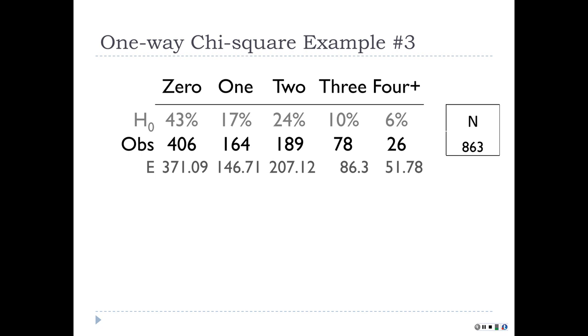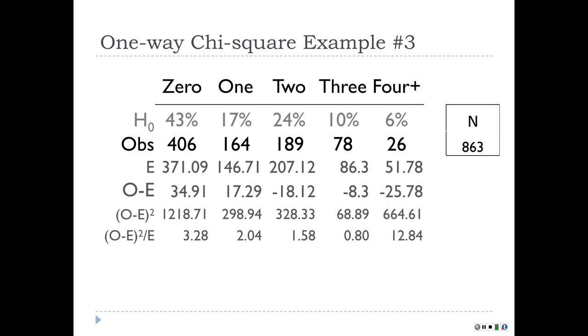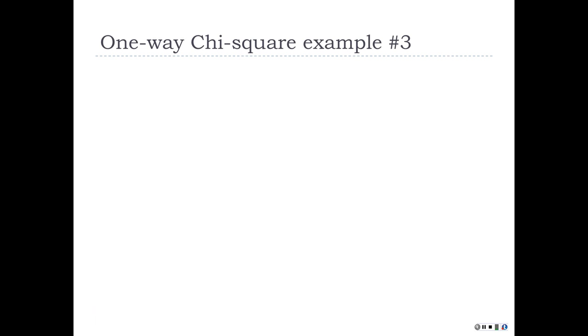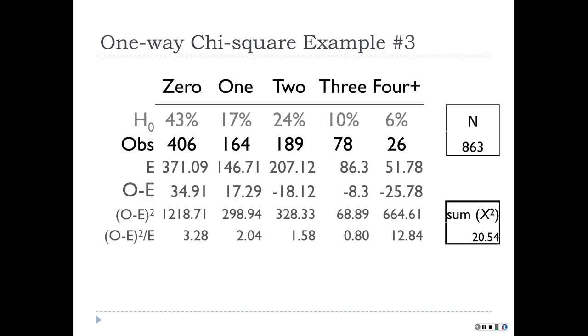So we can look at those differences, and that's just the number version of the graph we just saw. We can look at the differences in absolute numbers here, 34.9, 17, etc. We square those differences. We divide that squared difference by expected, and our chi-squared is 20.54. Now, I'm going to tell you that that's going to be a statistically significant result, which means we reject the hypothesis that the smoking habits are the same.